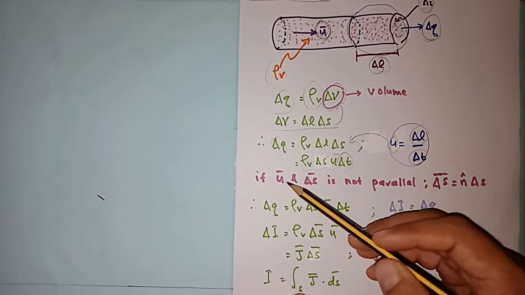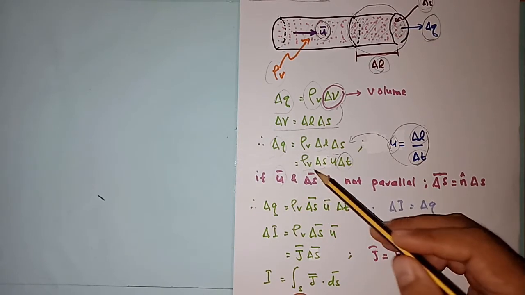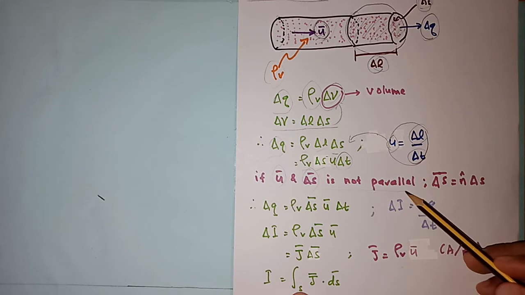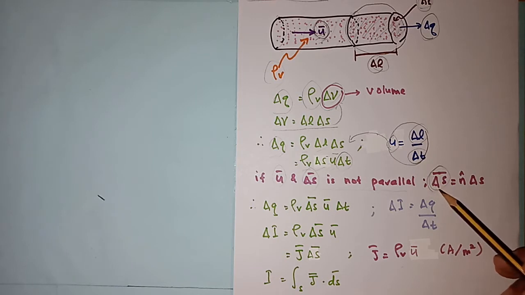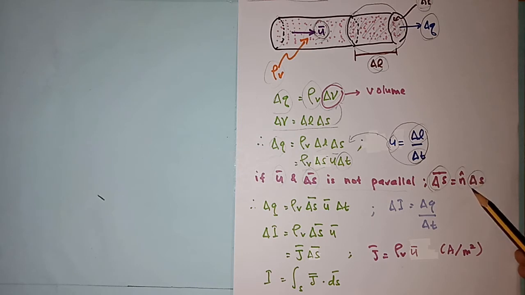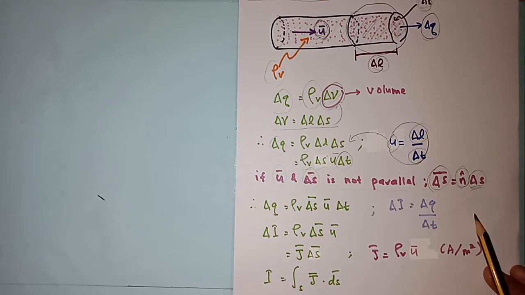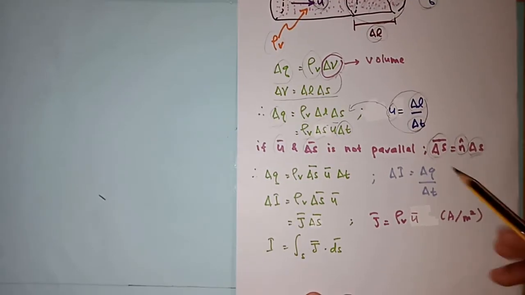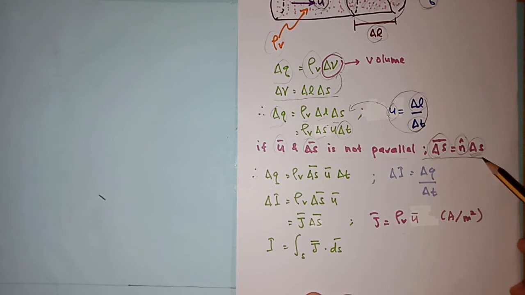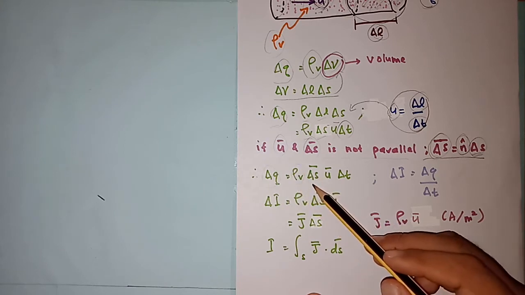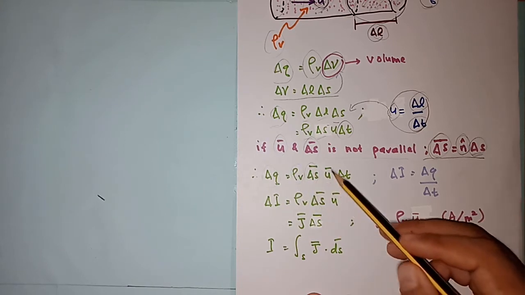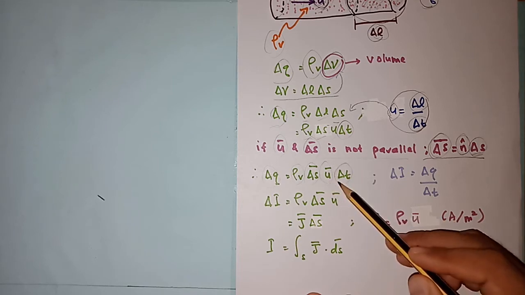So let's consider that the direction of the velocity and the area are not the same, or not parallel. Then the delta S, or the delta surface here, is given in vector form, equal to n cap multiplied by delta S, where n cap is the unit vector for the area. By considering this in the equation, we will have delta Q represented by rho V, vector of delta S, vector of u, as well as delta t.